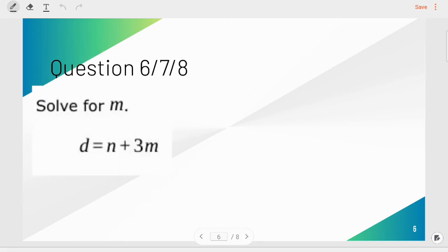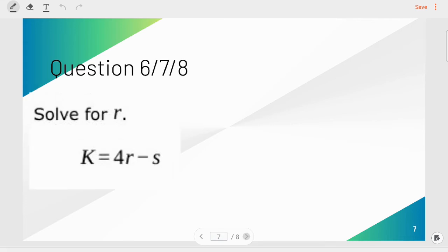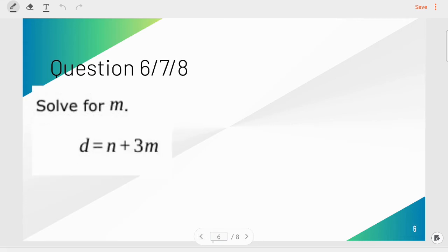Okay, questions 6, 7, and 8 are all the same type of problem, but you might see one of the following types of problems. So I'm going to go through, you can see 3 different types of examples just to make sure we get our hand at this.